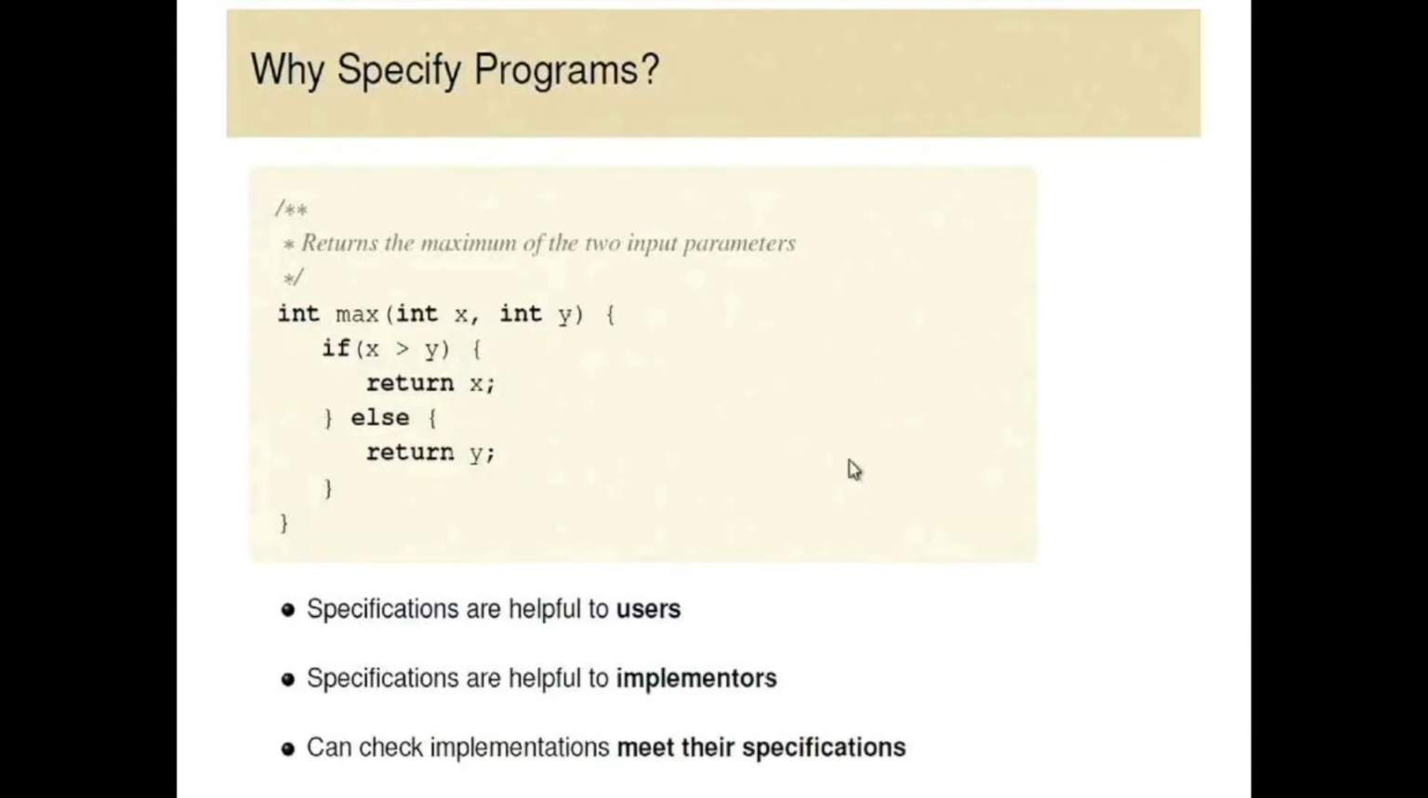Here's my little function. It's just a max function, and it's just saying it returns the maximum of 2 input parameters. Well, that's actually not too bad. It's a useful piece of documentation. It tells me what it's doing. That's okay, right?